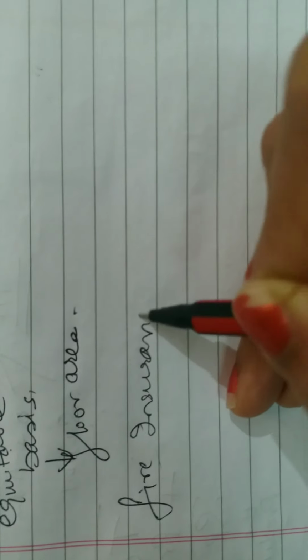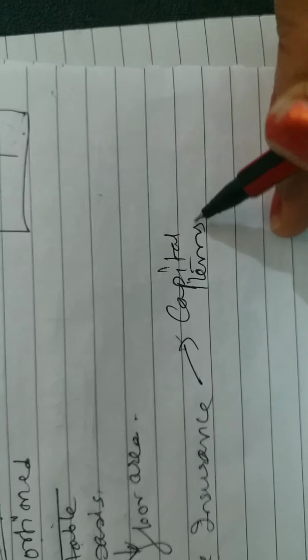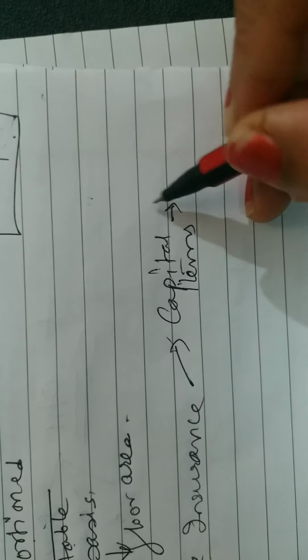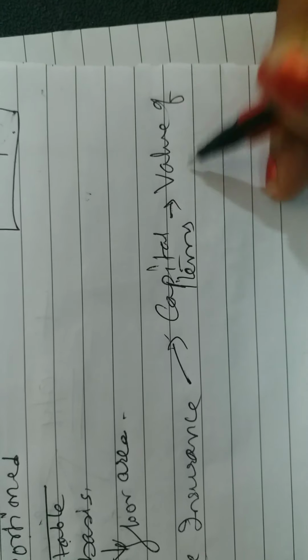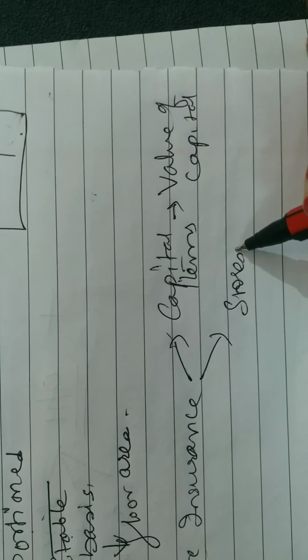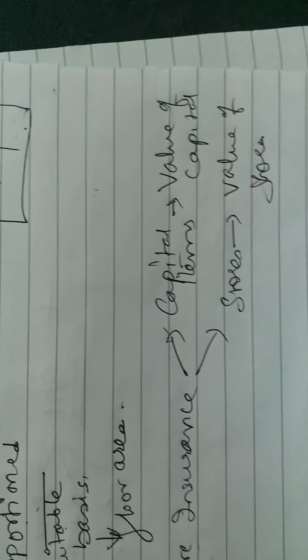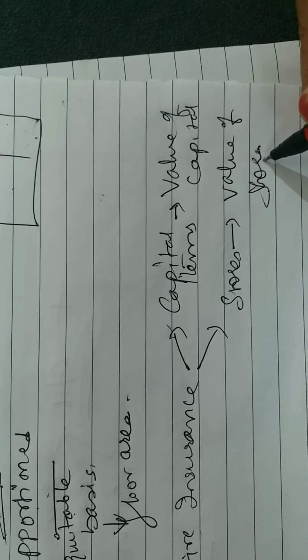Let's say I want to apportion fire insurance charges. If this is being done for the capital items, the machinery, land, building and all, then in that case it is going to be on the basis of value of capital items. And if this is for the stores, then it is on the basis of the value of stores, not the value of goods in stock.